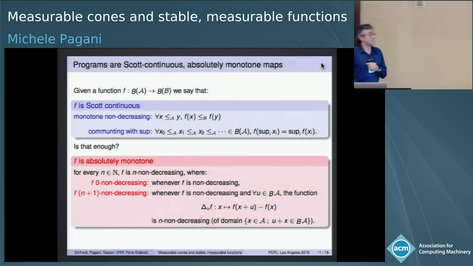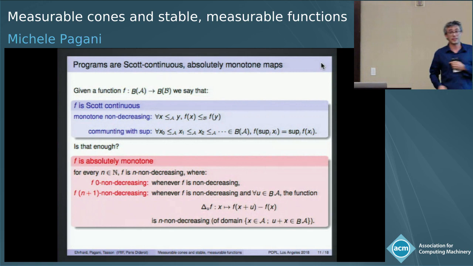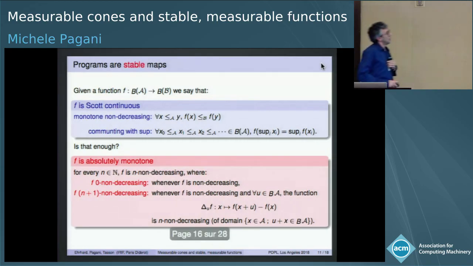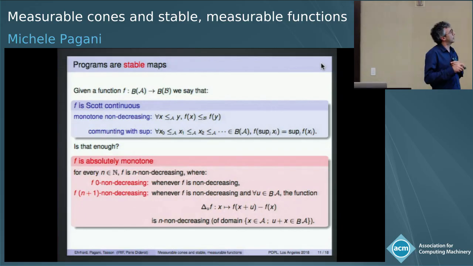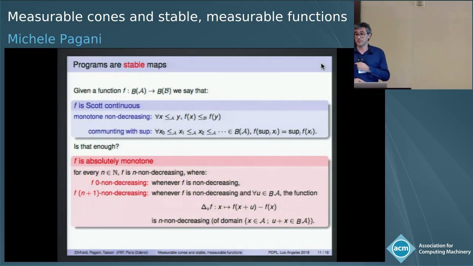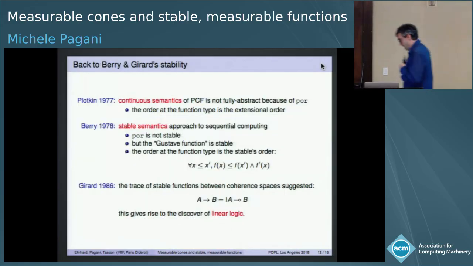So it is a standard notion in mathematics, and the nice thing is that it is exactly what we need in order to have a Cartesian closed category in this setting. So at the end, we call the functions that enjoy the two properties, Scott continuity and absolute monotonicity, stable maps. Why do we use the name stable? Because stability is a name that has a long history in the denotational semantics of lambda calculus, and it goes back to the 70s.